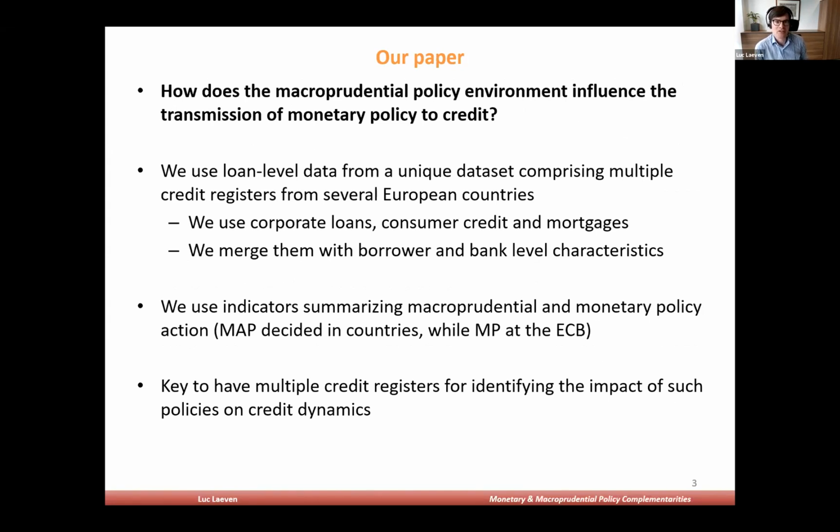In particular, what we do in this paper is ask the question, how does the macroprudential policy environment change the transmission of monetary policy as it affects credit? So the focus in terms of outcome variable here is on credit, not economic growth. But we think that the link between credit fluctuations and economic growth is quite well established. And as we will see in a minute, the reason to focus on credit is that we have an amazing data set available that really allows us to identify this relationship.